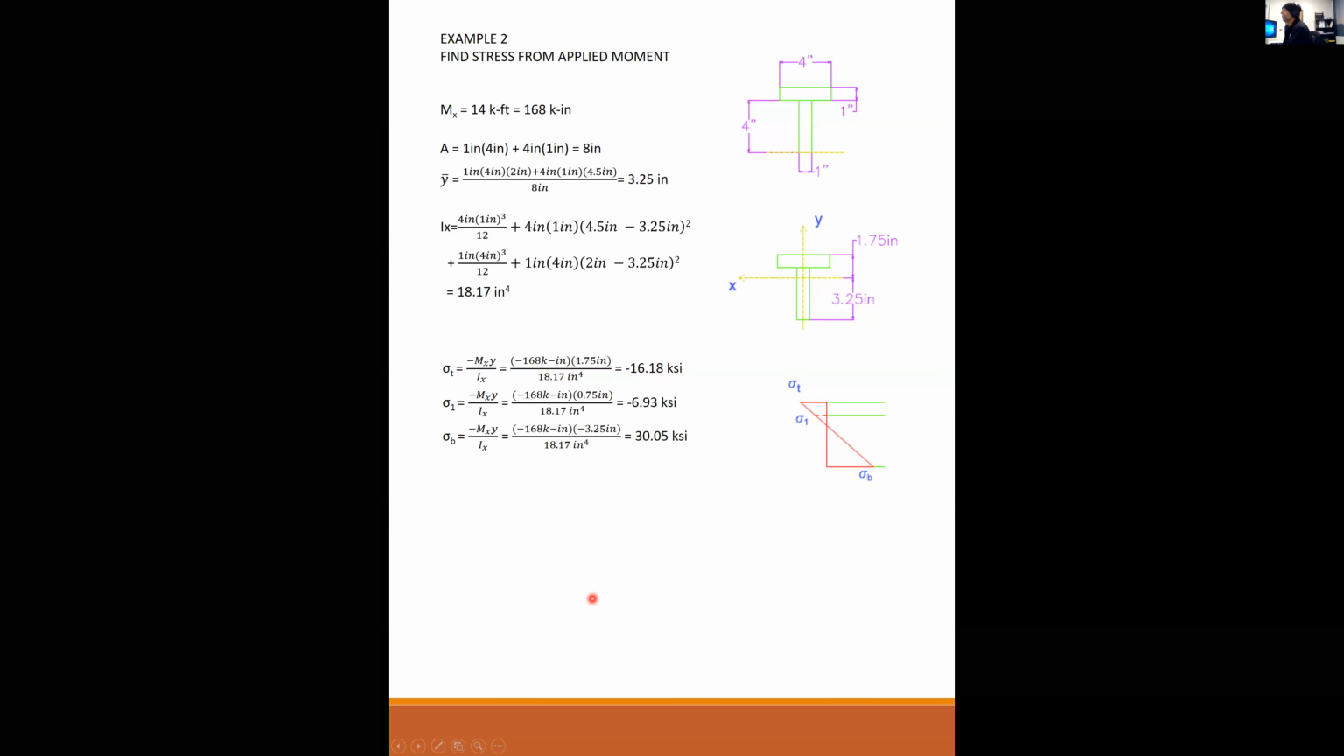Okay, Nicholas has asked, so the bottom of the part should always be positive and the top always negative. If you have a positive moment, then yes, because remember, that ties directly to our definition of a positive moment. A positive moment always produces negative stress at the top, positive stress at the bottom, which is compression at the top, tension at the bottom. But you can have a negative moment. If you have a negative moment, then it is reversed. It's the opposite.